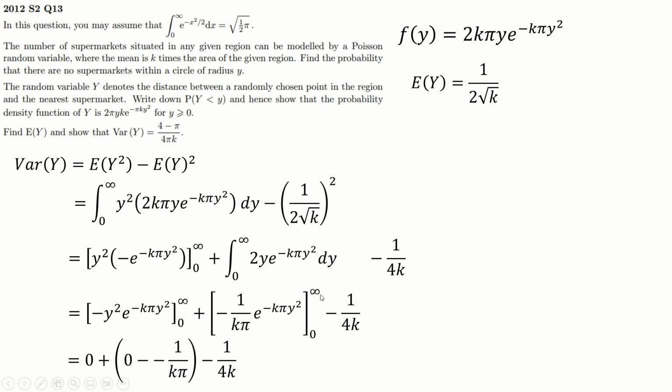Anyway, when you put in infinity, you get e to the minus infinity, so you get 0. And then when you put in 0, you get 1 here, so you get a minus this, which is a plus that. And then, of course, times this by 4 over 4, this by pi over pi, and we'll end up with the thing that was required.